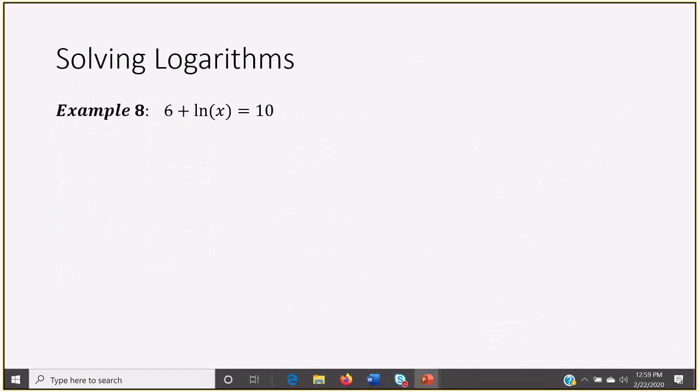Now getting back into logarithms. If I have a logarithm and I have some other stuff lingering around, I want to get that logarithm by itself. So I'm subtracting 6 from both sides. I get ln of x is equal to 4, and then this is just a simple translation problem from there. ln is the natural log, so that's a log base e. If I translate that, I would move the base over. I would get x is equal to e to the 4th.